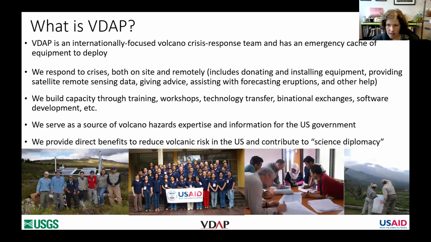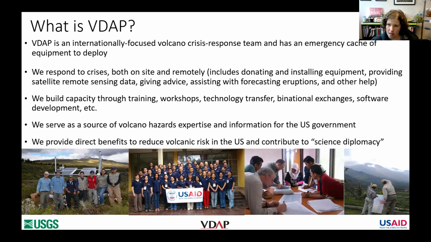To give a little bit of context about the eruption forecasting part of this talk, I thought I would just introduce VDAP quickly for those that might not know who we are. So we're the Volcano Disaster Assistance Program, which is jointly funded by USGS and USAID. And we're an internationally focused volcano crisis response team. We deploy equipment, so we might deploy seismometers where a partner country needs it.